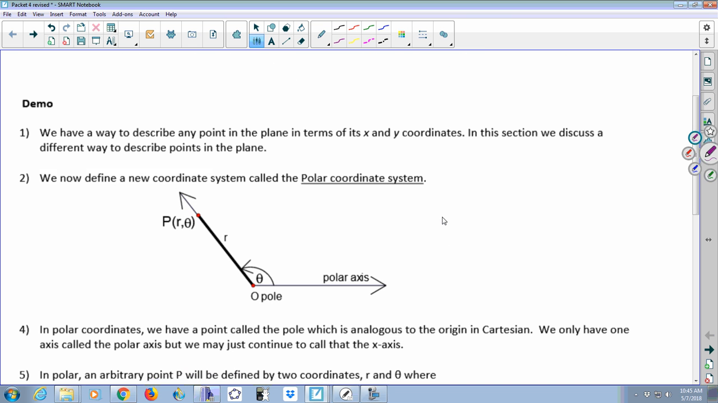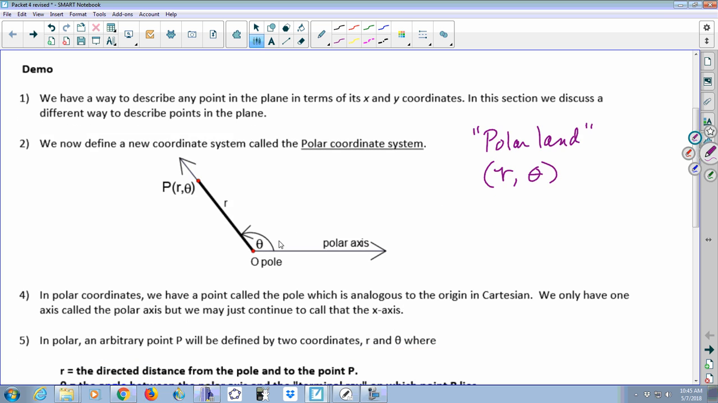Today we're going to work in Polar Land. Polar Land is a brand new coordinate system, and it completely describes the location of a point, that little red dot, by these coordinates. So the coordinates don't look like x and y anymore. The coordinates look like this: r, theta. Notice we no longer have our axes, a y-axis and an x-axis.